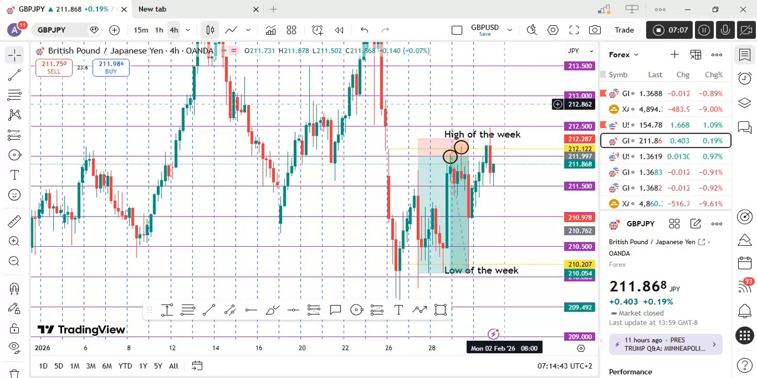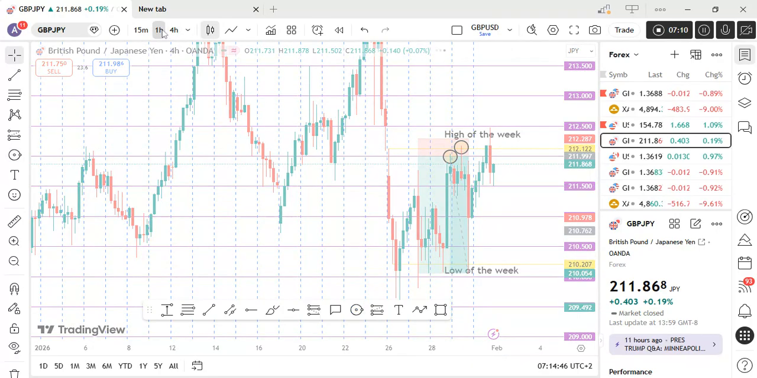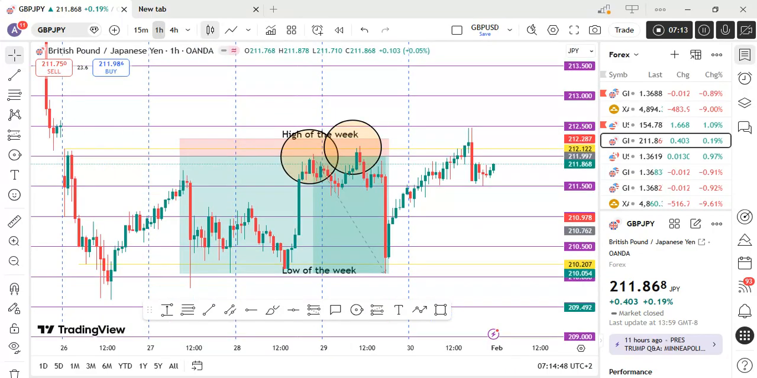Falling down to my 1 hour, being the intermediate time frame, you can clearly see these two levels. These are the two entry positions on GBPJPY. You can clearly see how it played out.